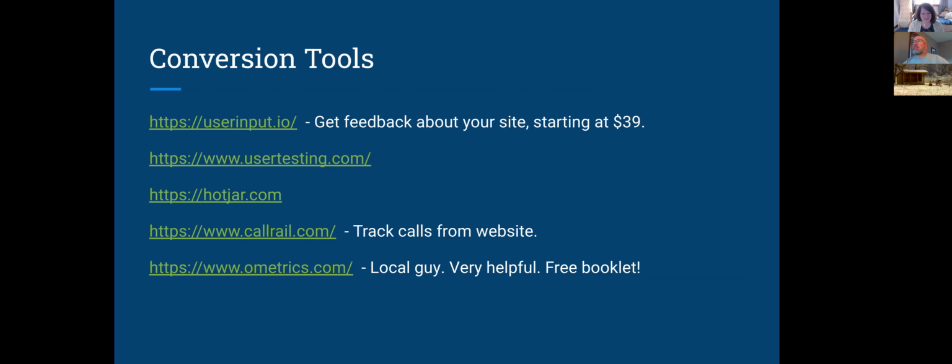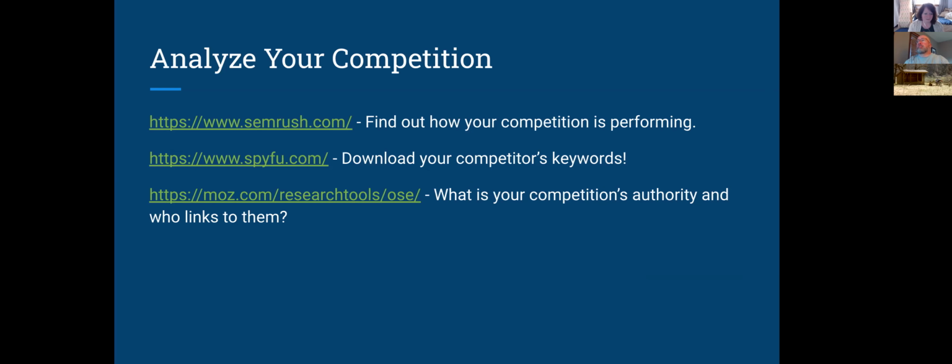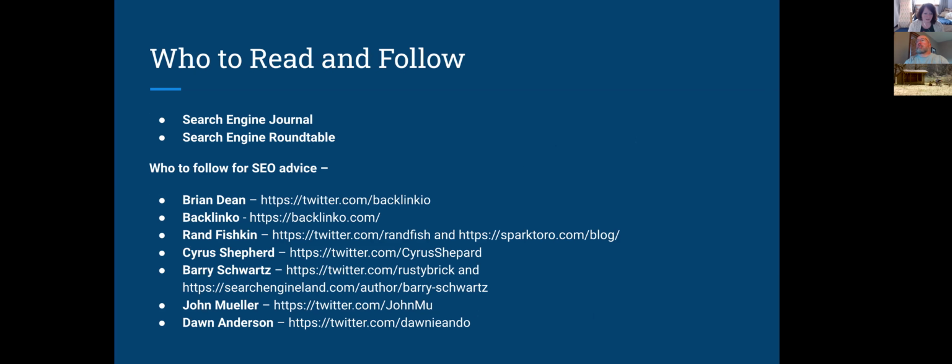Once you get people to your site, the goal is you convert them. It's not about getting a lot of traffic. It's about converting customers. So how are you going to convert people? More tools. Analyze your competition. That's always a good source of information on how to approach all of this. Keyword research tools. Who to read and follow. Like, who are the leaders? Who are the people on Twitter you want to be following and learning more about SEO?